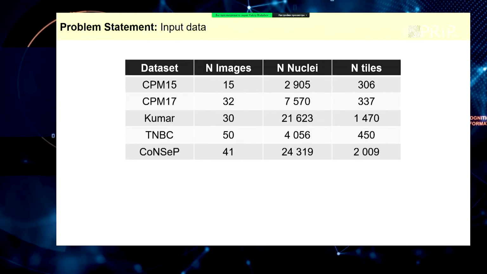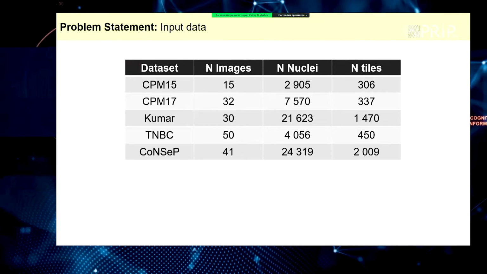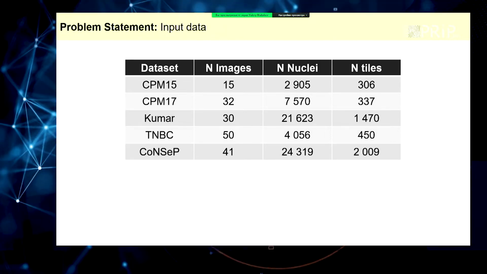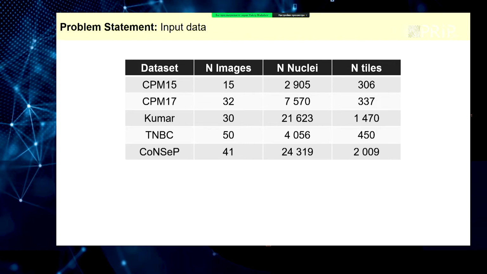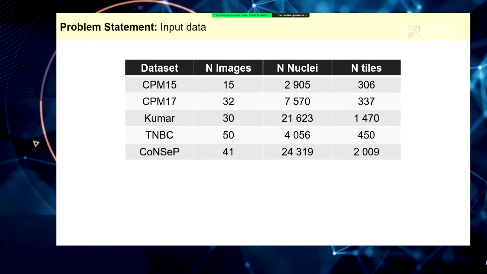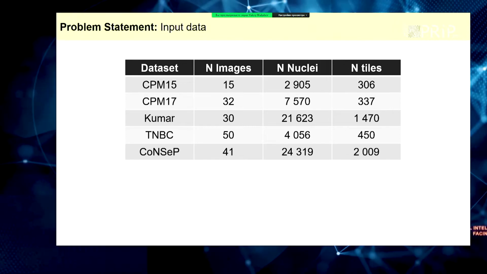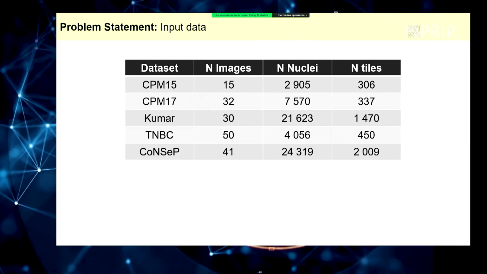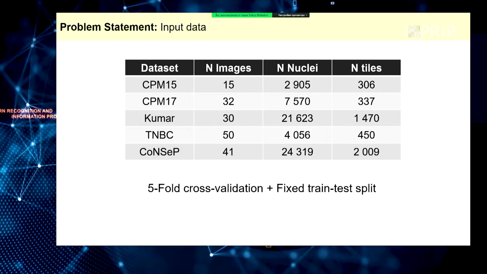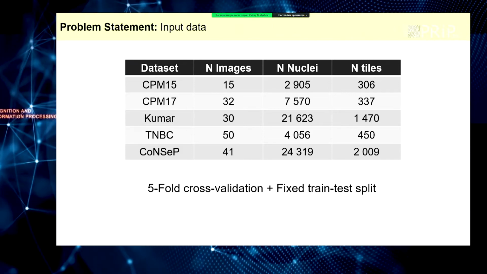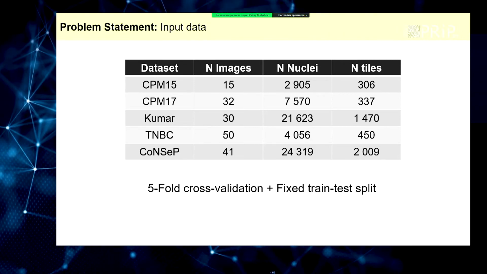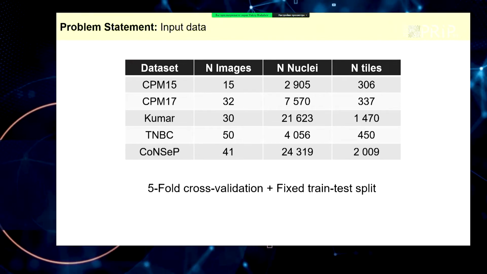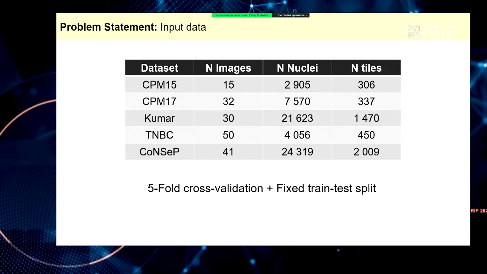For our research, we have used several publicly available data sets, and nuclei detection is often evaluated using these data sets. Here are 4 data sets based on nuclei segmentation, and 1 which involves classification, the last one, the CoNSeP data set. For evaluation, we tried 5-fold cross-validation to ensure stability of our results, plus a fixed train-test split, which was provided in those data sets where it exists.